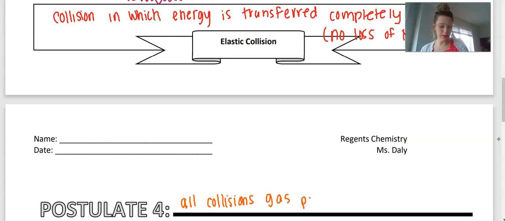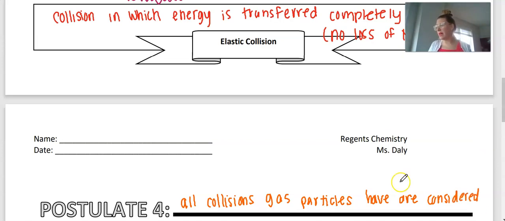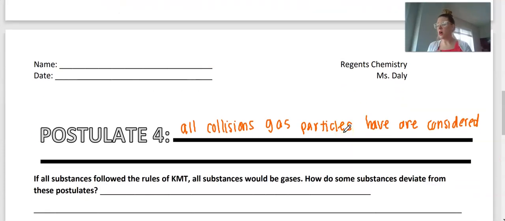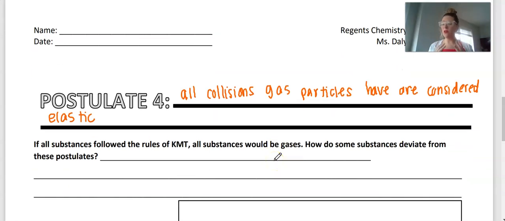Our fourth and final postulate is going to state that all collisions gas particles have are considered elastic. So all collisions that gas particles have are considered elastic. Anytime they collide with one another, energy is transferred to the other particle, no energy is lost. Anytime they collide with the wall, energy is transferred to the wall, no energy is lost. So if all gases truly followed the rules of KMT, or if all substances followed the rules of KMT, all substances would be gases.